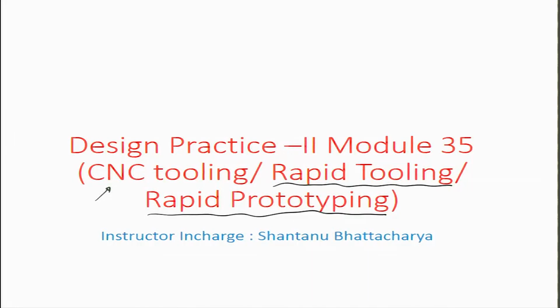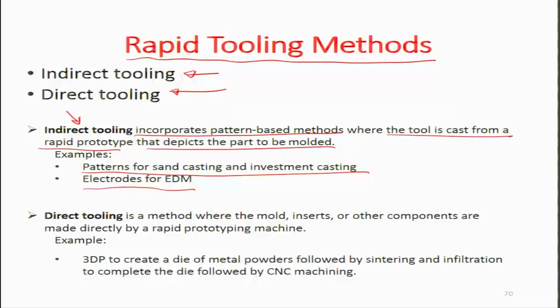If I look at the different kinds of tools which are generated, we have indirect tooling and direct tooling, and I think we had just begun to illustrate this area. Indirect tooling incorporates pattern based methods by casting a tool using rapid prototyping or other processes that depicts the part to be molded. Examples are sand casting and investment casting. In sand casting, a wooden pattern is used again and again for getting the sand into place inside a flask, where this pattern space can later be occupied by molten metal and a part comes out of it. So, this is indirect tooling.